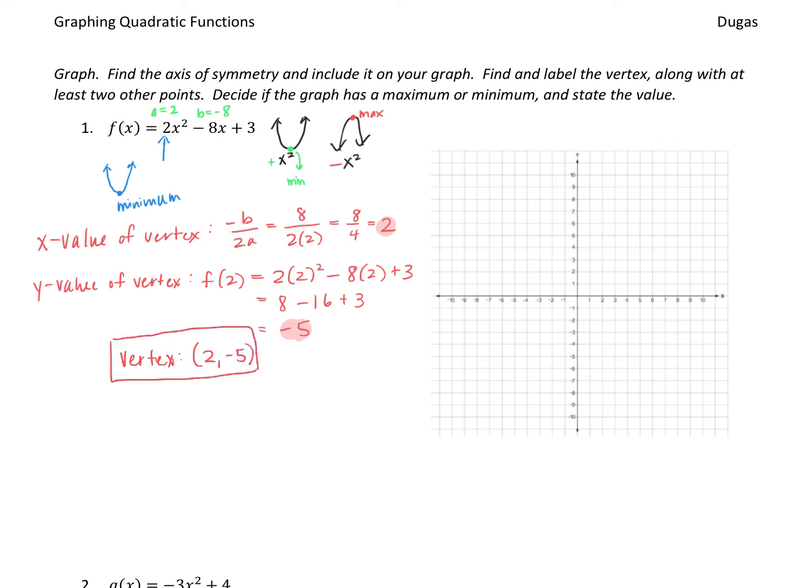So there's part of what we were supposed to find. Find and label the vertex. So (2, -5) is our vertex.